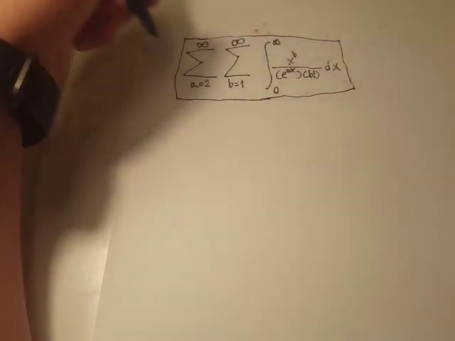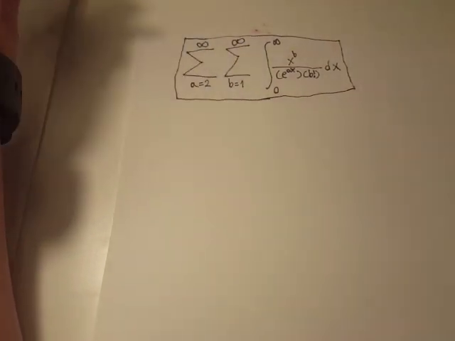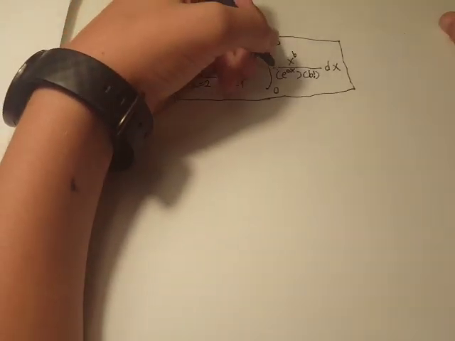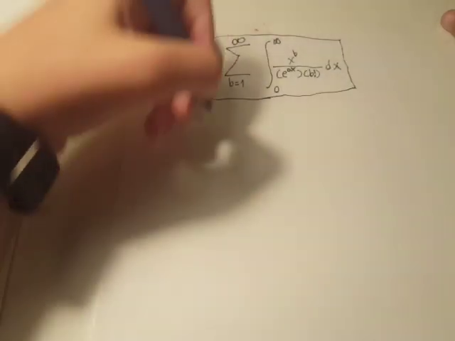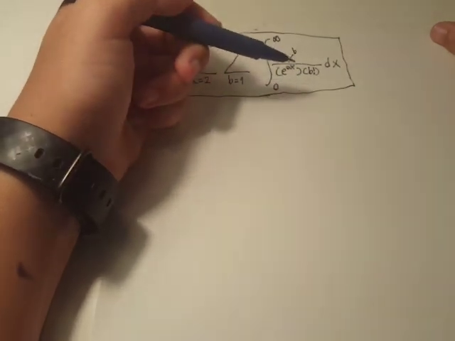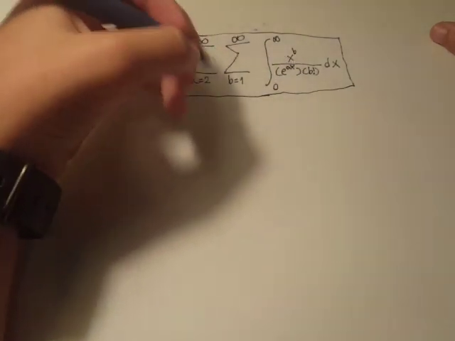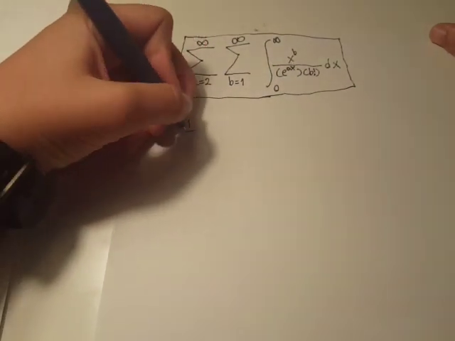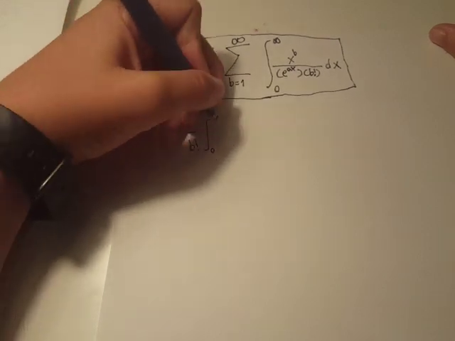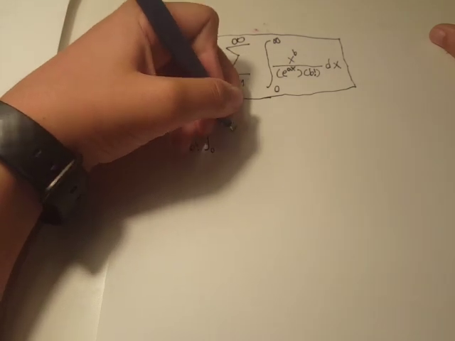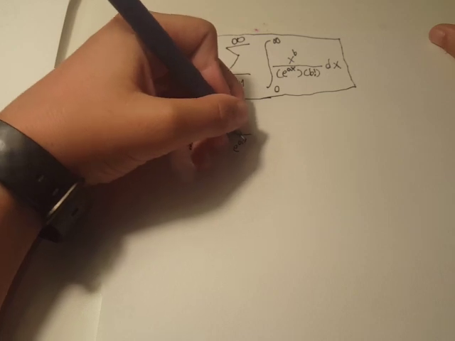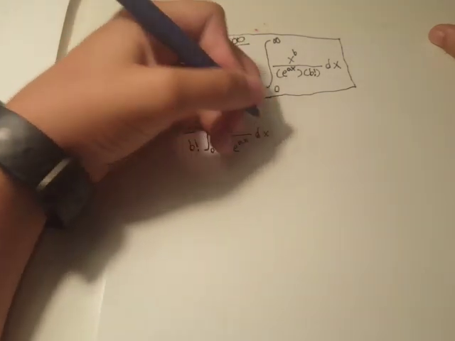Today we're gonna evaluate this double sum with an integral. First we have to see what this integral is. If we look at here, we have a constant b factorial, so we can move it out. So the integral becomes 1 over b factorial times the integral from 0 to infinity of x to the b over e to the ax dx.